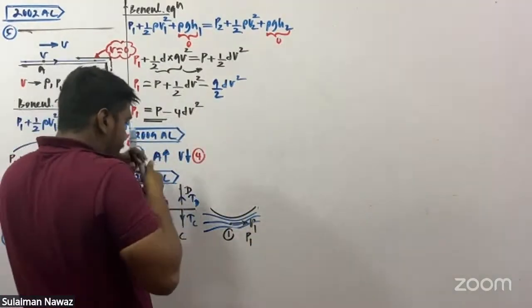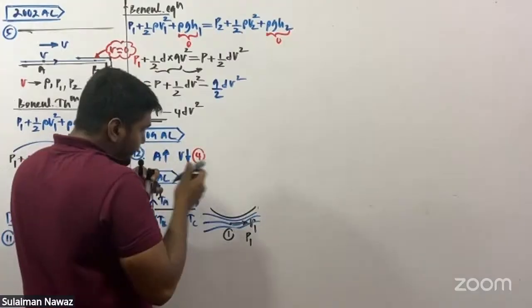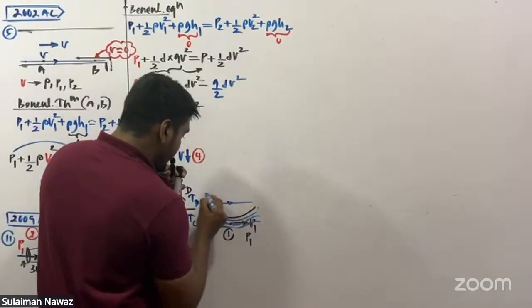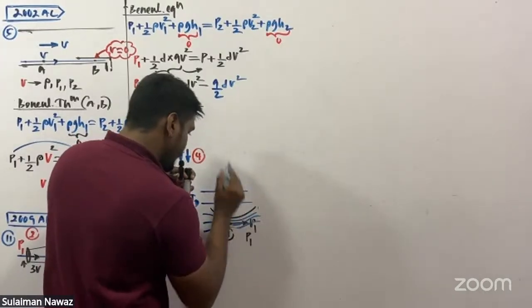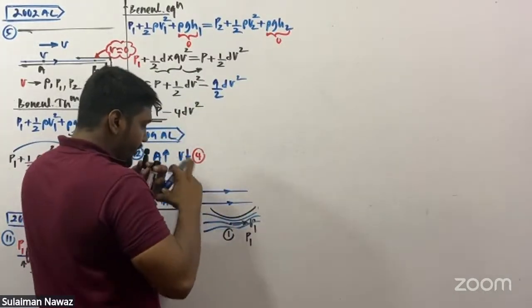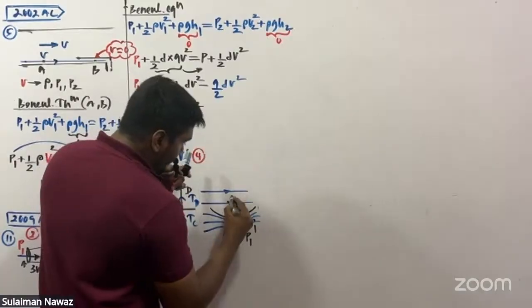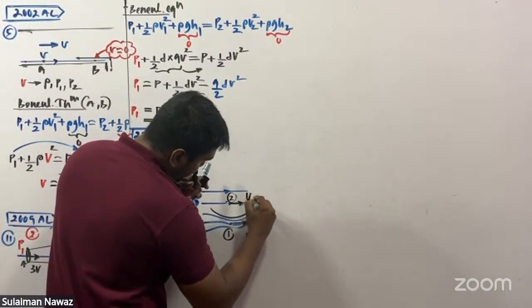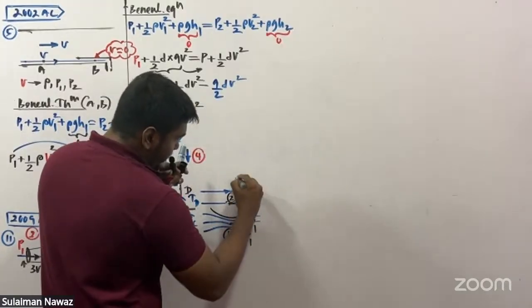But when you consider this side, the velocity is going to be V2. I consider a point here, point number 2. The velocity at point number 2 is V2, and the pressure corresponding to point number 2 is P2.